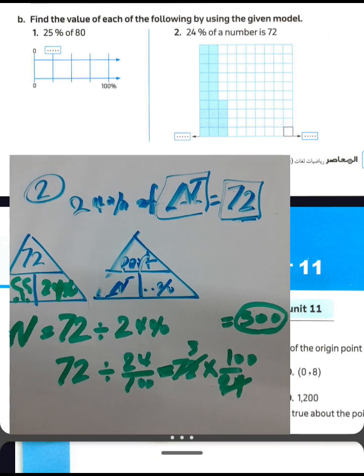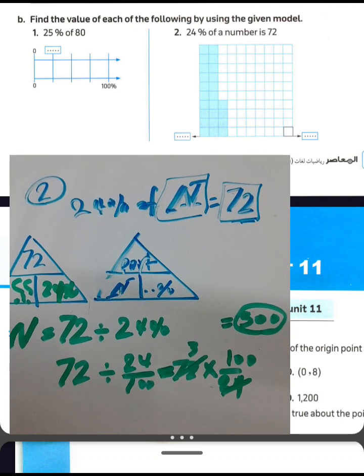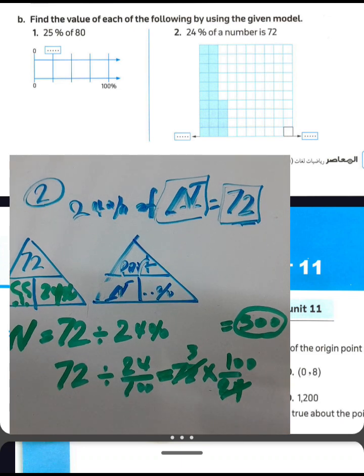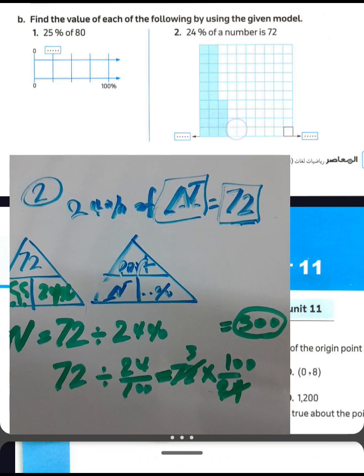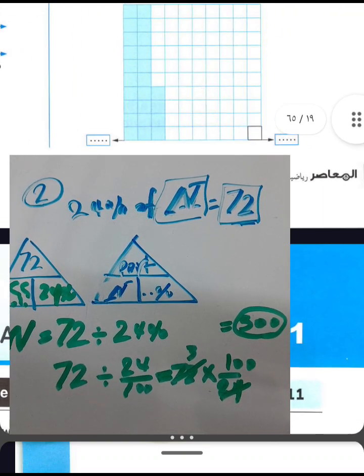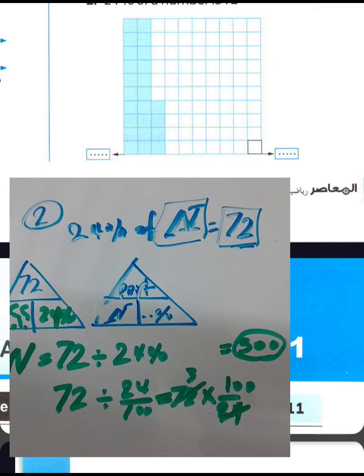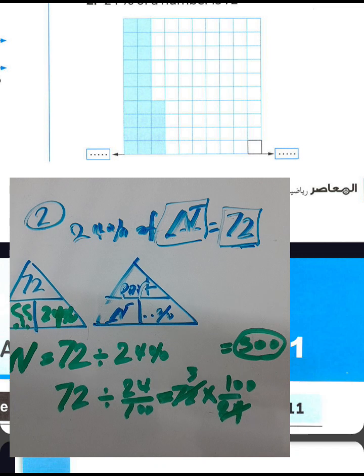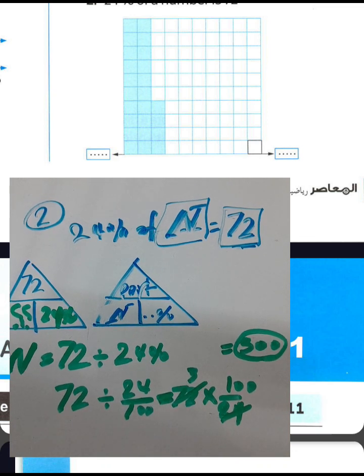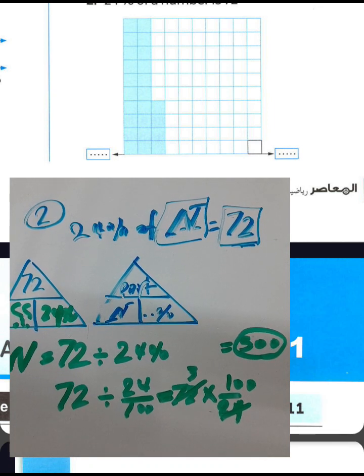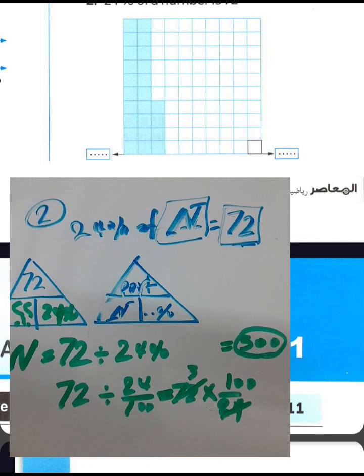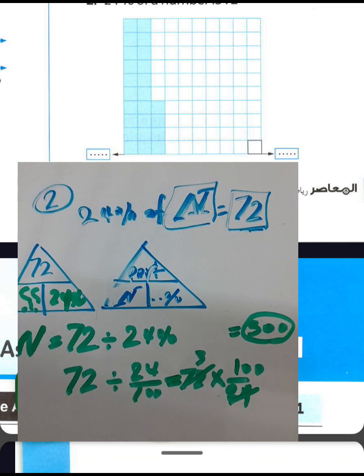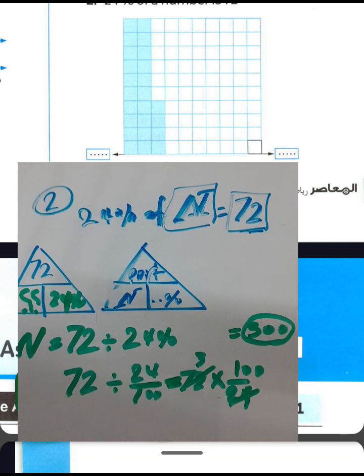If you want to complete this diagram here, we can write 24% of 72. How many parts here? Count with me, we have 20, and here 4, it was 24 parts. And you want to find the value of one part here. We have 100 parts, and we have 24 hundredths. Then the value of each one, it will be what? Then the result will be 100 over 24 times 72. It will be 300.